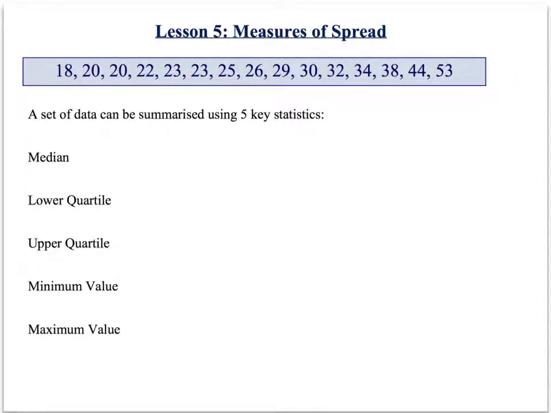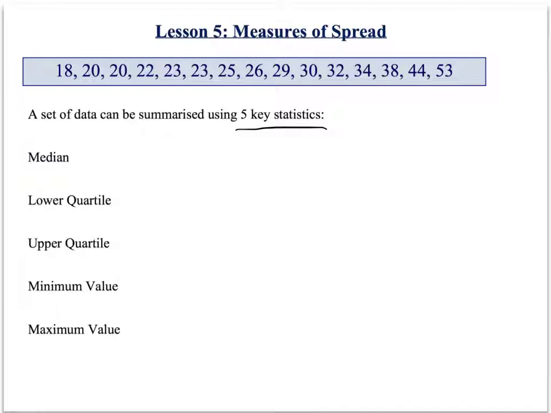Okay, so this video is going to talk about measures of spread, but before we do that, we're going to look at the five key statistics that we can use to summarize data. The first you're already familiar with, that is the median or the middle number. And that's the middle number when we've got a set of ordered data.